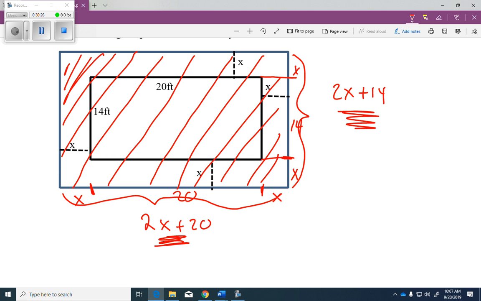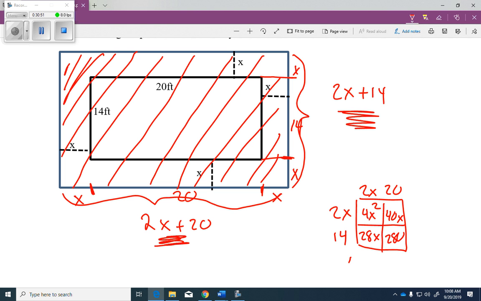I could do the box method. I want to do 2x plus 14 times 2x plus 20. I get 4x squared, 40x, 28x, and 280. Combine like terms: 4x squared plus 68x plus 280 is the area of the entire thing.